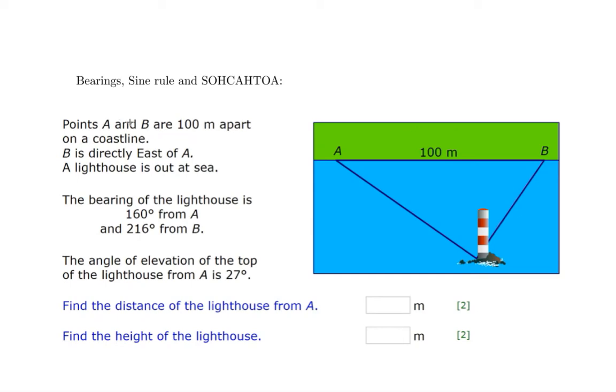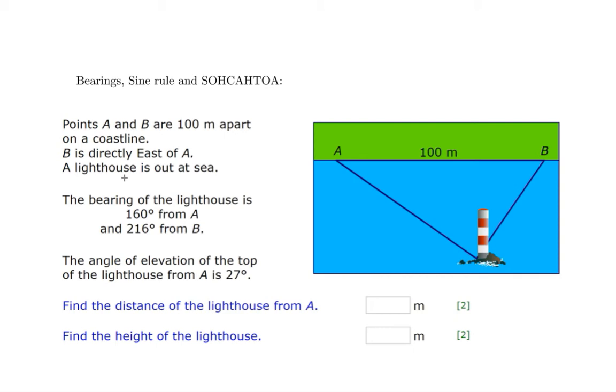We are going to apply knowledge of bearings, sine rule, and SOHCAHTOA, or the information that can be described as being taken from this phrase SOHCAHTOA, to this problem. The problem is points A and B are 100 meters apart, as depicted here on a coastline. B is directly east of A.